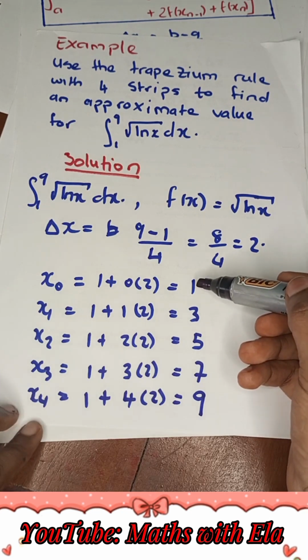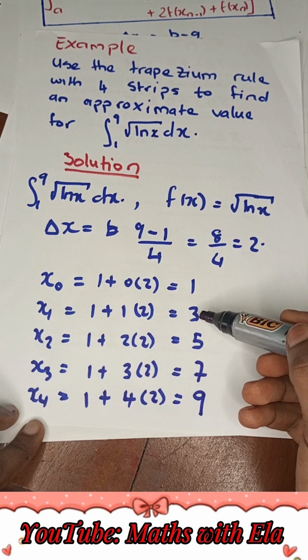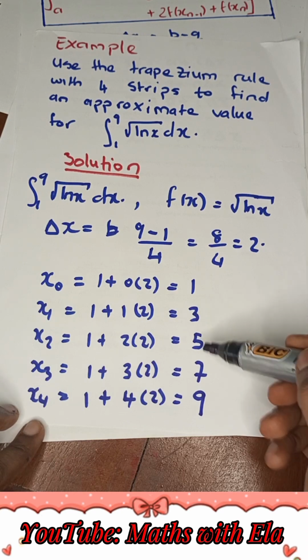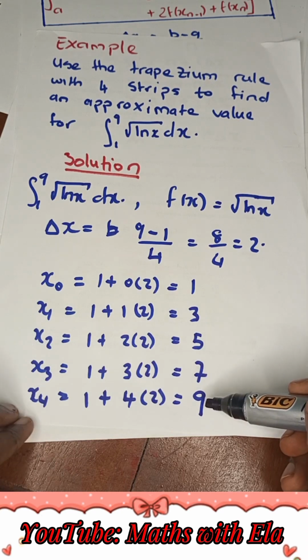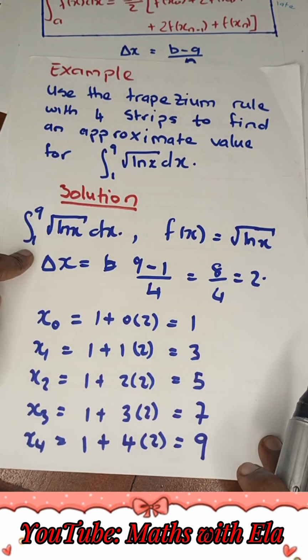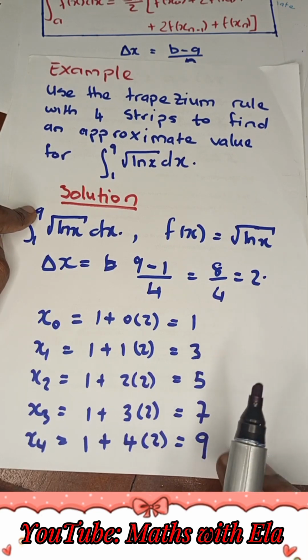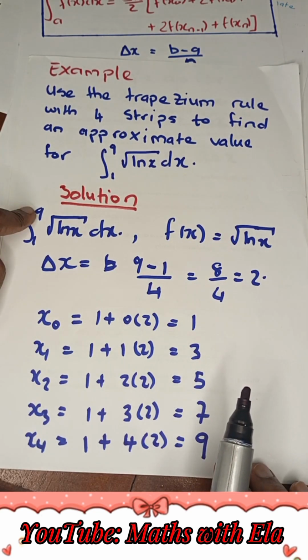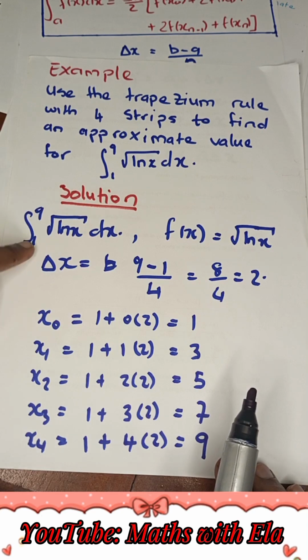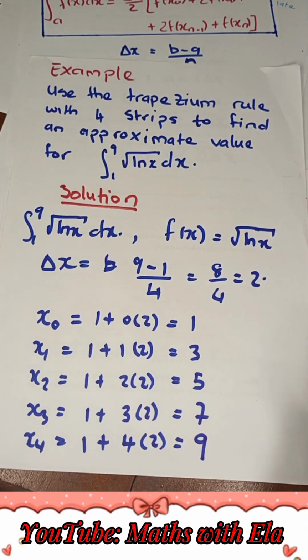So you start with the first term, that will be 1. You add delta x, which is 2. You have 3. You add 2 to 3, you have 5. You add 2, you have 7. You add 2, you have 9. So take note, our x naught will always be the lower limit of our integral, and our xn, which in this case is x4, should always be the upper limit of the integral, because you're integrating from 1 to 9. So you should start from 1 to 9. Now we have our xi's.